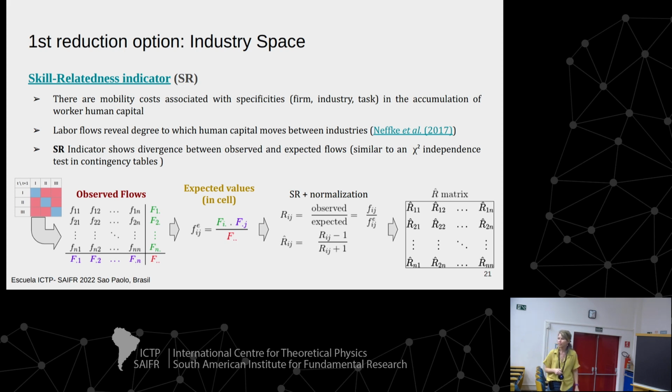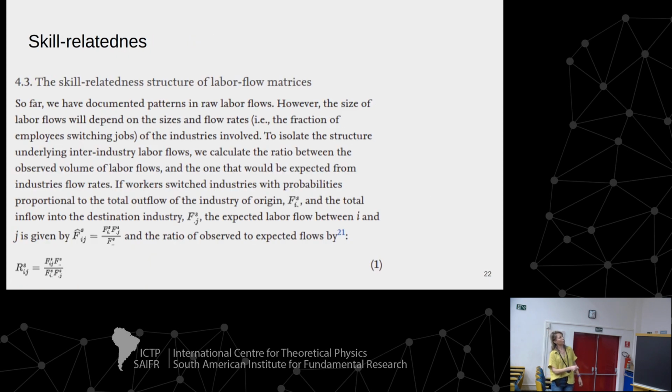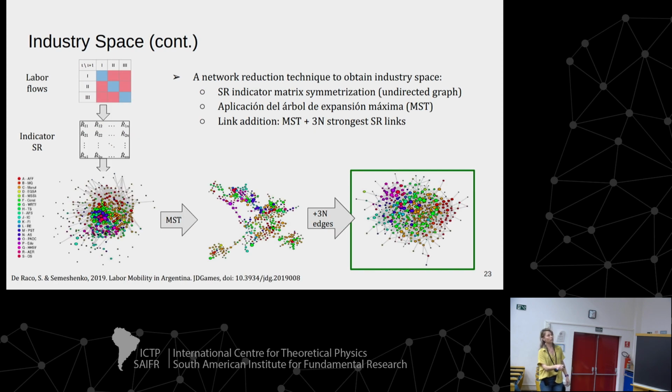This is what is called an embedding of the graph, or not? No. Okay. And then I get what is called the skill-relatedness matrix. This is just the documentation, where I put the explanation of how to isolate the structure that underlies inter-industry flows: how we calculate the observed flow values with respect to the case where workers switch jobs with probabilities proportional to the expected value. This is how I construct the industry space. I pass from the observed data, calculate the skill-relatedness matrix, and then extract my industry space.